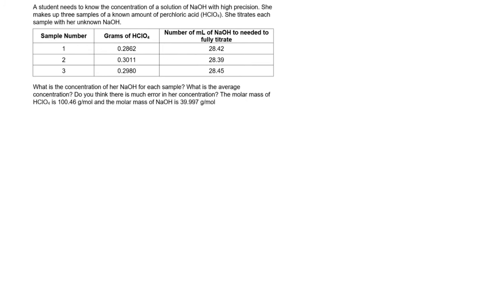This is the great thing about titration, is you can get concentrations to a very high precision. So we have her data table here. We have 3 samples, 1, 2, 3. We have each mass of perchloric acid. And we also have the volume of sodium hydroxide needed to fully titrate each sample.